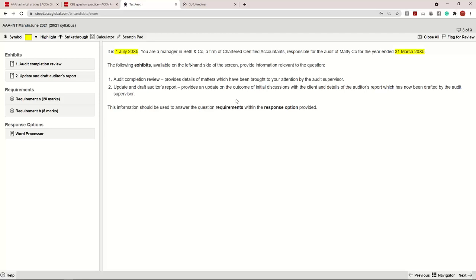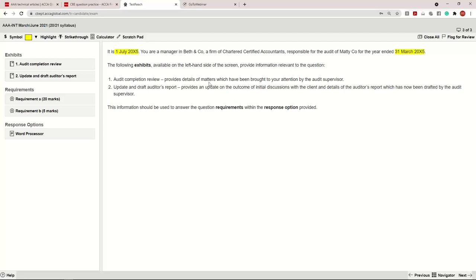So please watch the dates very carefully in the AAA paper. Look at the date where we are. Look at the year end. So are we before the year end or are we after the year end? Tell me. Why are we after the year end? Because it's a question set at a completion and reporting stage.